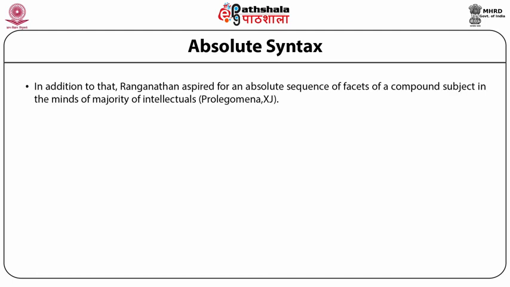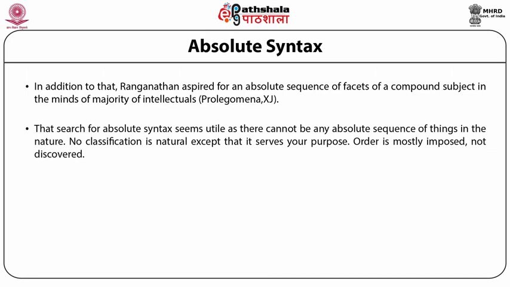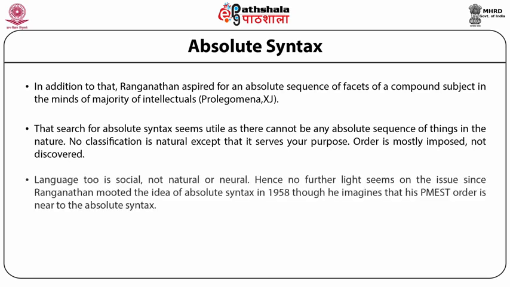So, in addition to that, Ranganathan aspired for an absolute sequence of facets of a compound subject in the minds of the majority of intellectuals, as he writes in his Prolegomena at section XJ. That search for absolute syntax seems futile, as there cannot be any absolute sequence of things in nature. No classification is natural except that it serves your purpose. Order is mostly imposed, not discovered. Language too is social, not natural or neural. Different cultures, people think differently.